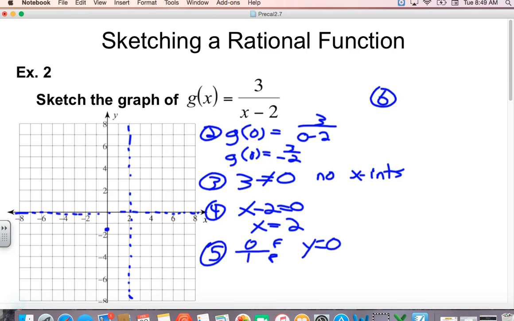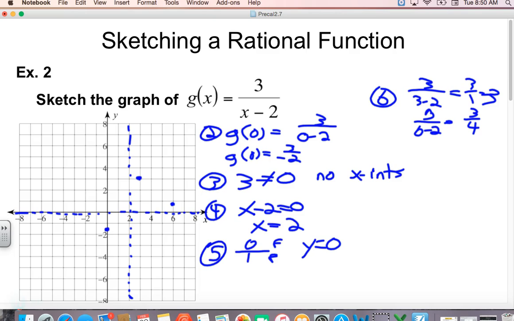So if the vertical asymptote's at 2, we can plug in 3. So we get 3 over 3 minus 2. That gives us 3 over 1, which is 3. So we plug in 3, we get 3, which is way up here. And then we can plug in some other ones, maybe 6. So there's 3 over 6 minus 2. That's 3 over 4. So we get 3/4 when we plug in 6. 3/4 would be somewhere right in here. All right, maybe we need one in between there too.